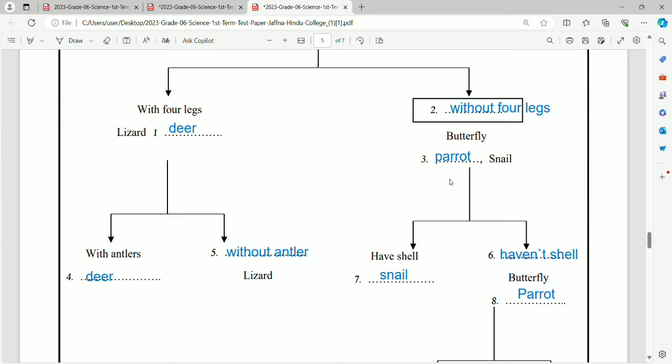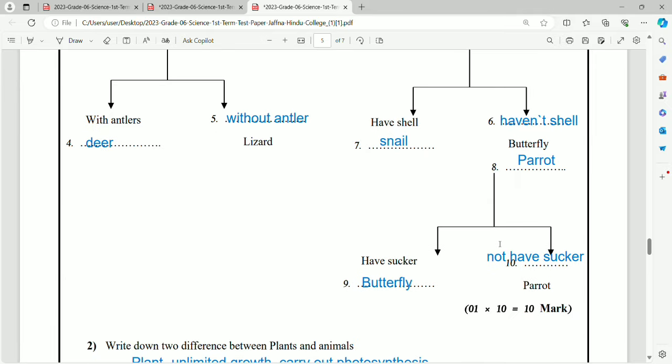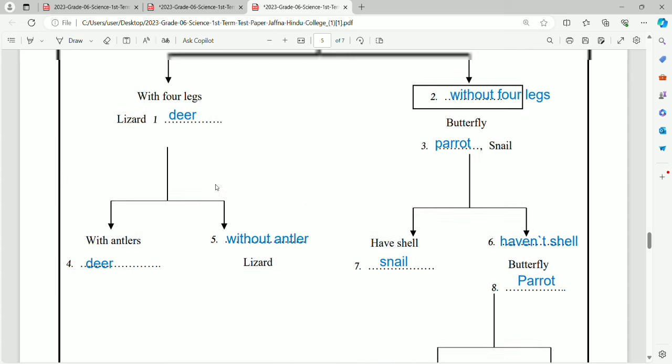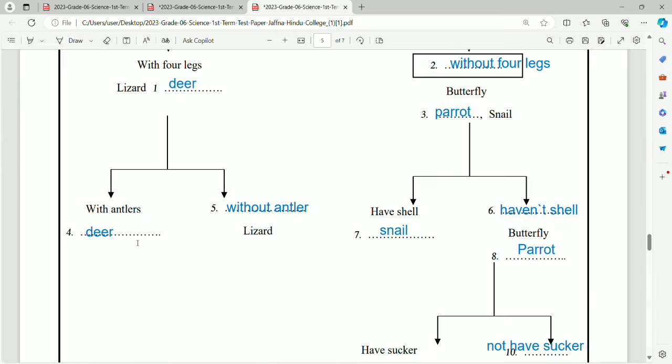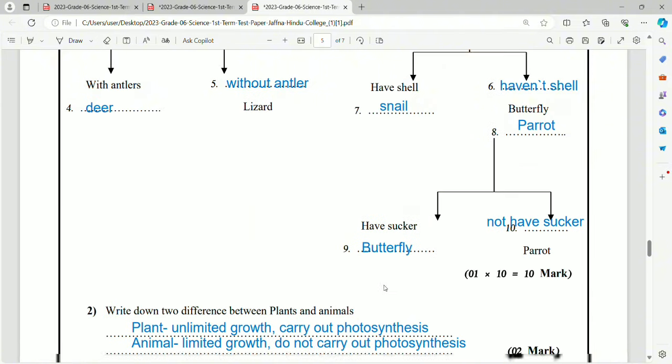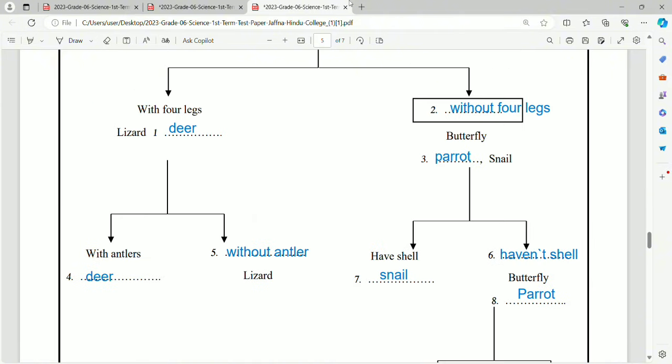Then let's move to without four legs. Without four legs, butterfly, parrot and snails are present. These three can be divided: have shells and haven't shells. Snails have the shells. The other things do not have shells: butterfly and parrot. Butterfly and parrot can be divided based on the suckers. Butterfly has suckers and parrot does not have suckers. So when we write the dichotomous key, in the last row only one organism will come. Here deer, lizard, snails, butterfly and parrot. All organisms come here.